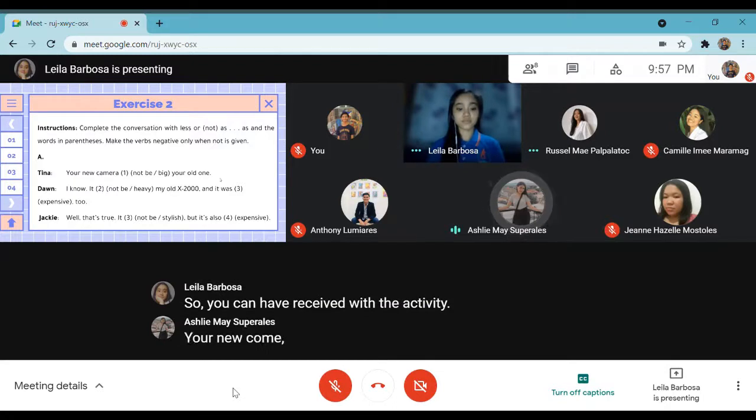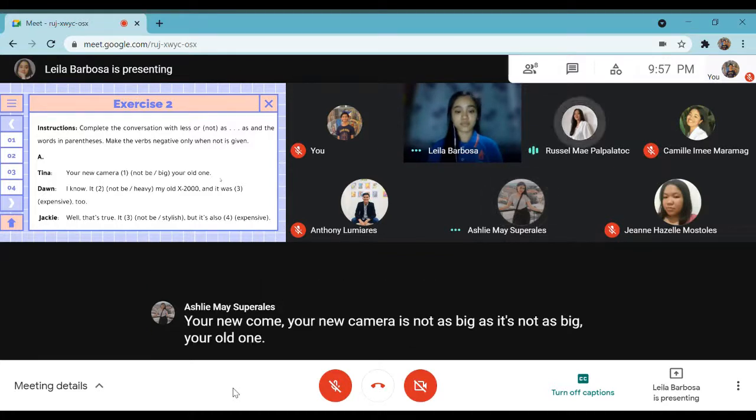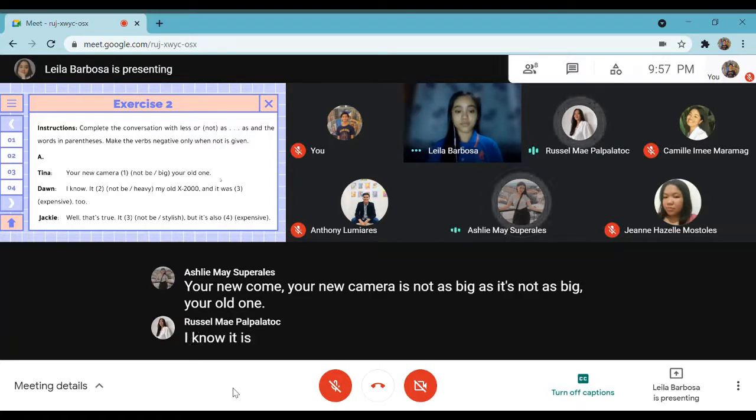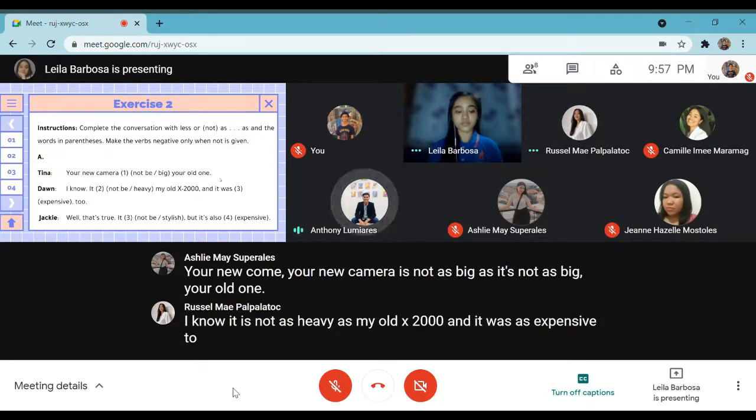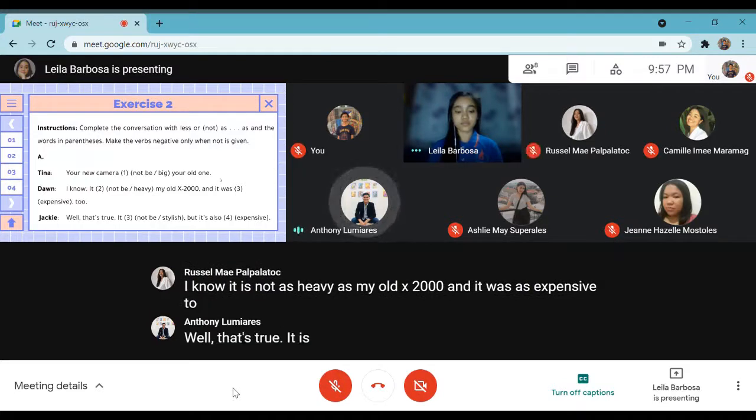Your new camera is not as big your old one. I know. It is not as heavy as my old X2000 and it was as expensive too. Well, that's true. It is not as stylish, but it's also as expensive.